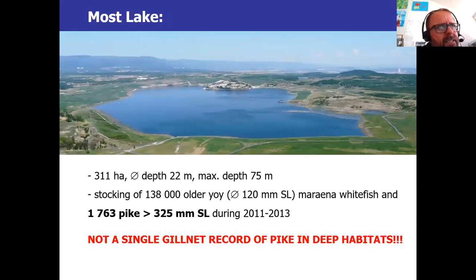Actually, this is supported even by the data from Moss Lake, where Marena whitefish were stocked as well, but older individuals were stocked together with all the individuals of pike. So these pike were already habituated or already used to another prey than whitefish. And in this lake, we have not reported any deep occurrence of pike nor significant population decreases of whitefish. So in this lake, the coexistence is very good.